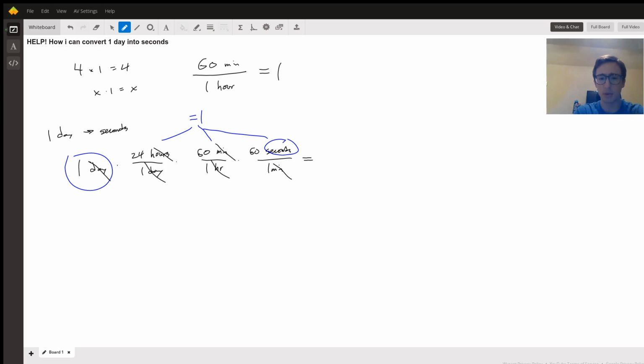So 1 times 24 times 60 times 60. I'm just going to use a calculator for that real quick. The answer I get for that is 86,400. So I would write 86,400 seconds. And that would be my answer. It's just a quick overview of unit conversions, what it means mathematically, and how to go through the steps.